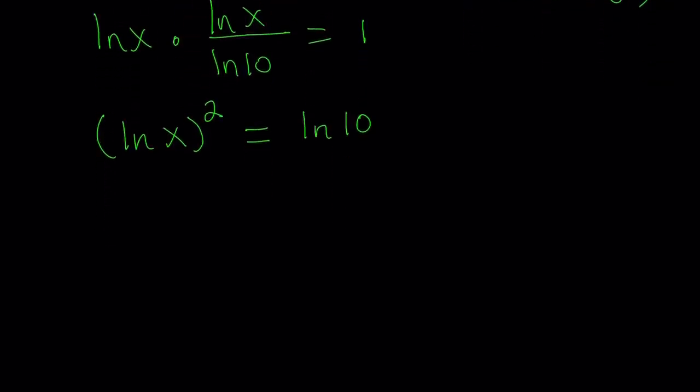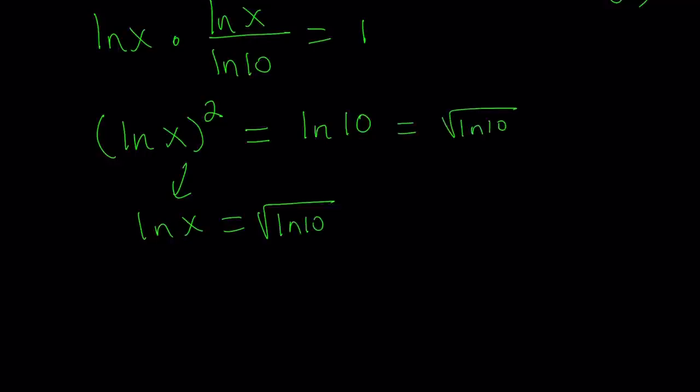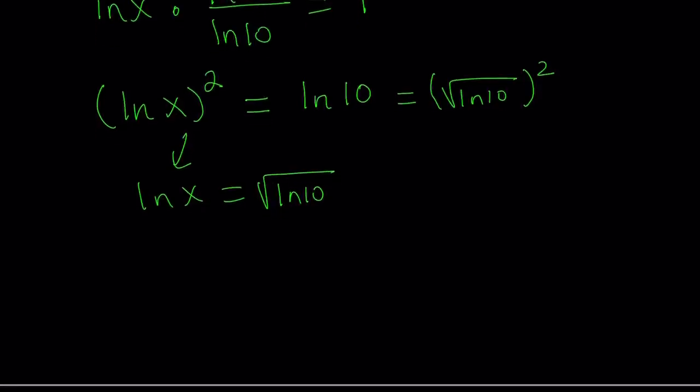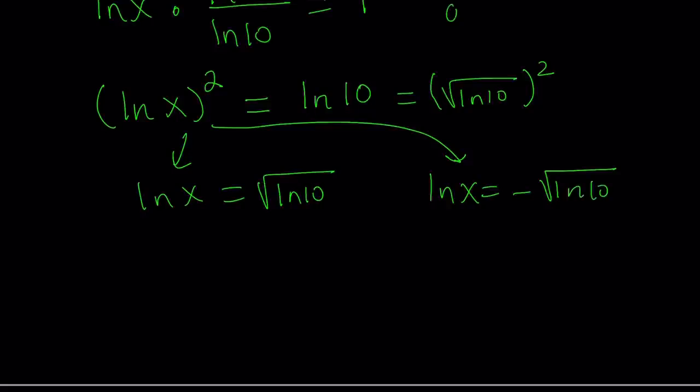So this means ln x is either square root of ln 10, because this can be expressed as square root of ln 10 squared. By the way, ln 10 is a positive quantity. Or ln x equals the opposite of that. Think about it this way. Like if you had an equation like a squared equals 4, you would get two solutions, right? a equals 2 or a equals negative 2. So that's the same idea.